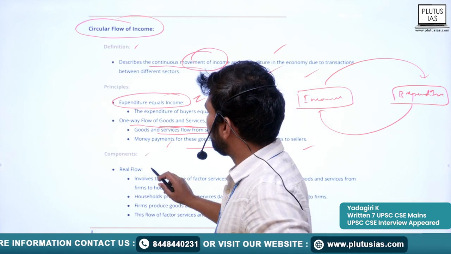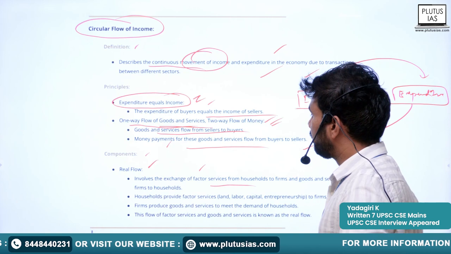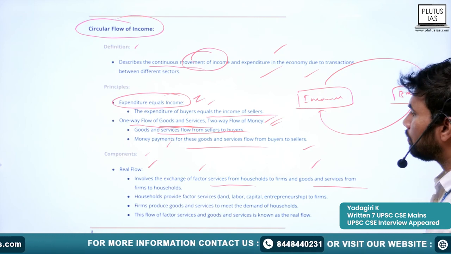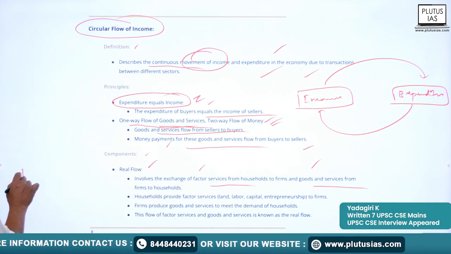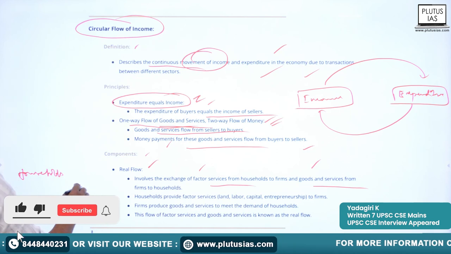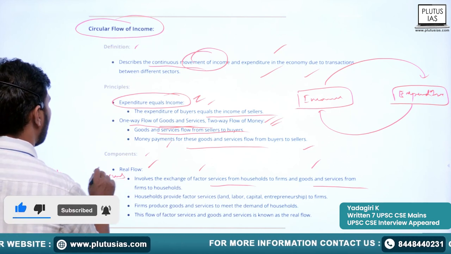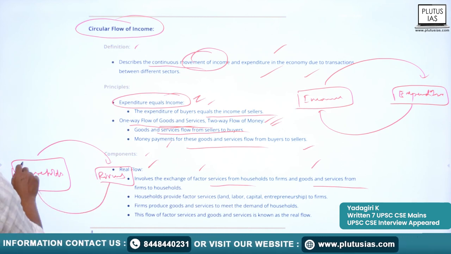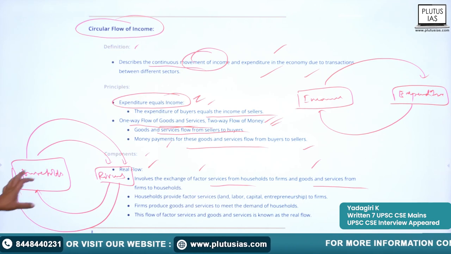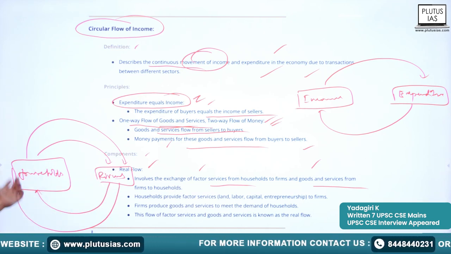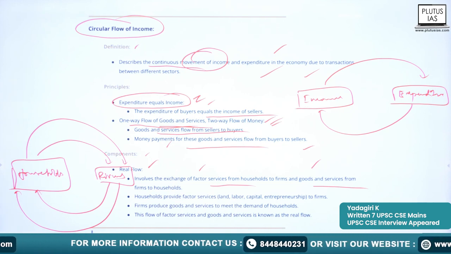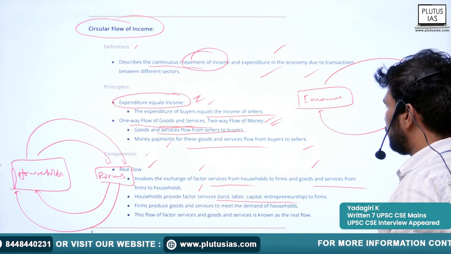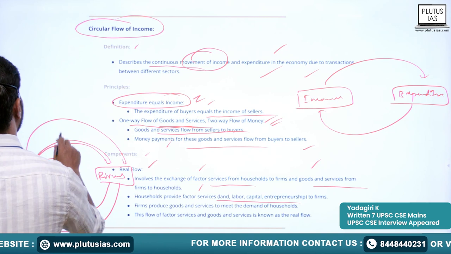If we see the components here, the first one is real flow. Real flow involves the exchange of factor services from households to firms, and goods and services from firms to households. On one side there are households and on the other side there are firms, or we can say companies also, right? So there is an exchange of factor services between these two entities, right? Households provide factor services like land, labor, capital, entrepreneurship to firms.